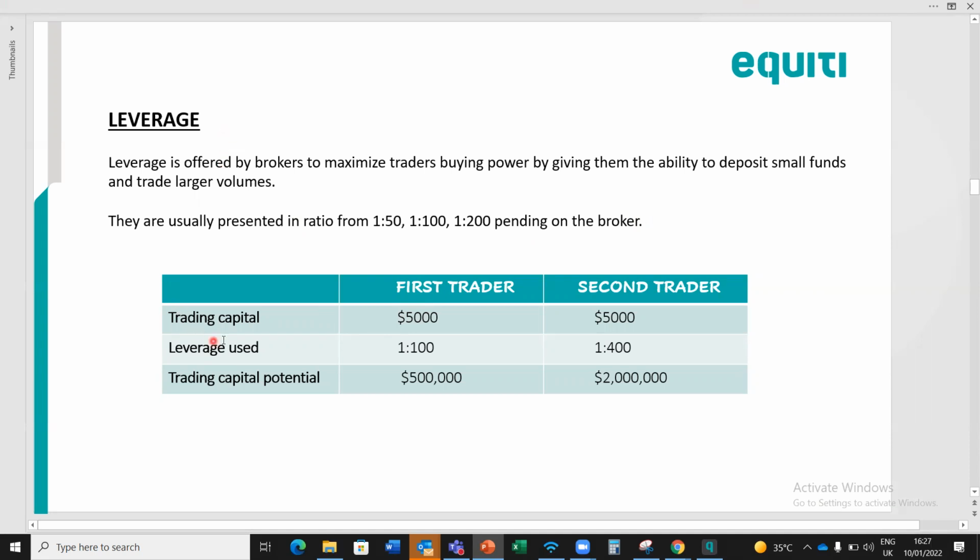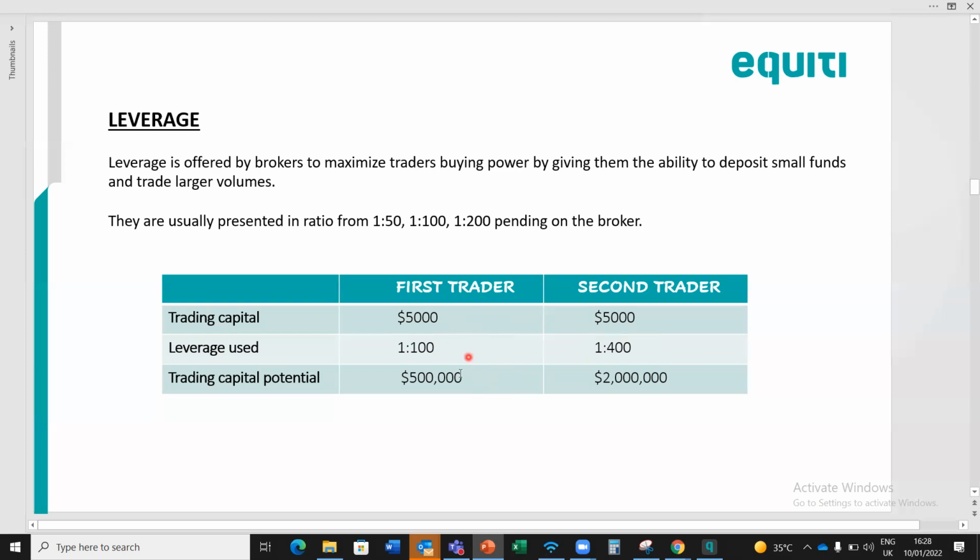All right. Now, let's assume that we have two traders. This is the first trader, and this is the second trader. The first trader has a trading capital, let's say funded $5,000. And then the second trader also funded the same $5,000. Now, the first trader took a leverage of 1 is to 100, while the second trader took a leverage of 1 is to 400. Remember, they funded the same amount of $5,000 each, but they used different leverage. Now, this is what happens.